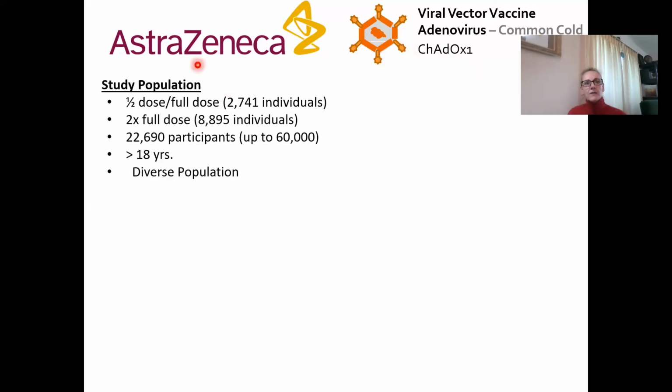AstraZeneca has a whole bunch of different studies all over the world. They're planning on up to 60,000 individuals, but this preliminary analysis, I think, only involves about 12,000 individuals. They have a study in the UK, which is, I think, about 12,000, and maybe 10,000 in Brazil. I don't have those numbers exactly right. They have not provided a lot of information. So what I'm telling you here, I'm just gleaning from reading lots of different studies.